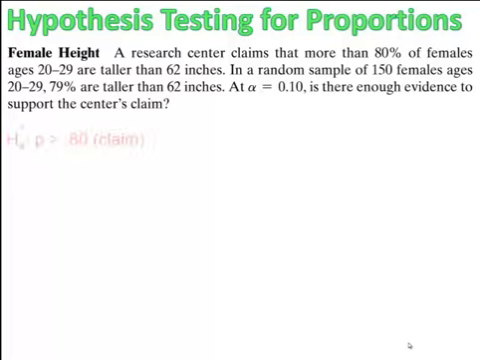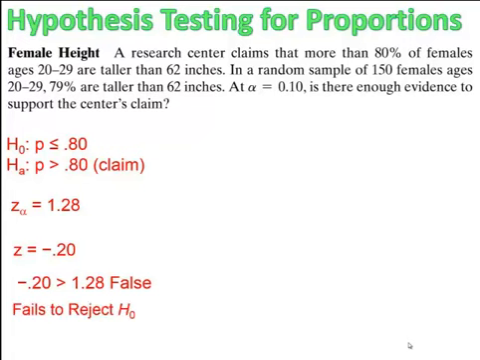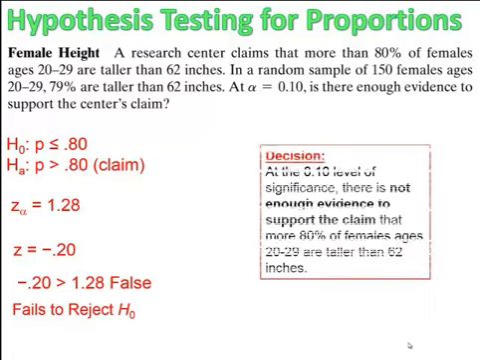So in this example, this is our hypothesis statement where the claim is on the alternative hypothesis statement. Our critical value is 1.28. Our test statistic is a negative 0.20, and it's a false statement. Our test statistic is not greater than our critical value, therefore we fail to reject the null. And because we fail to reject the null, there's not enough evidence to support the claim. So make sure your decision has the right wording.